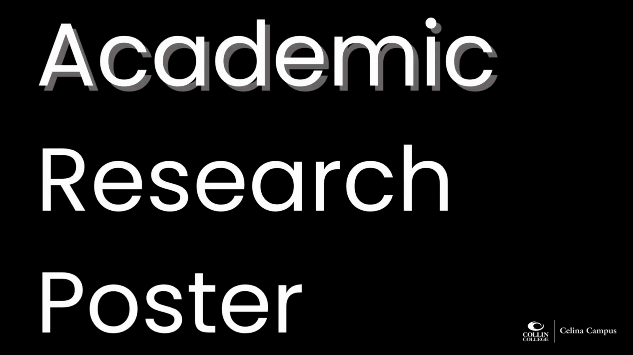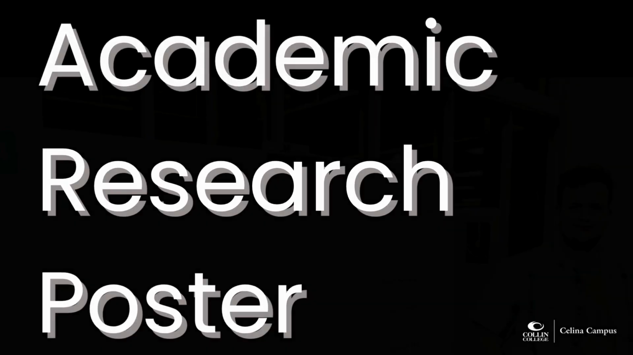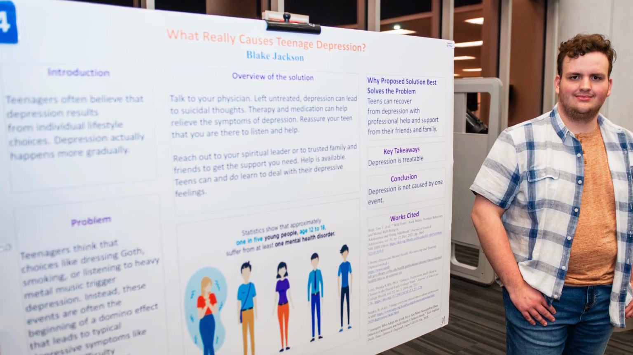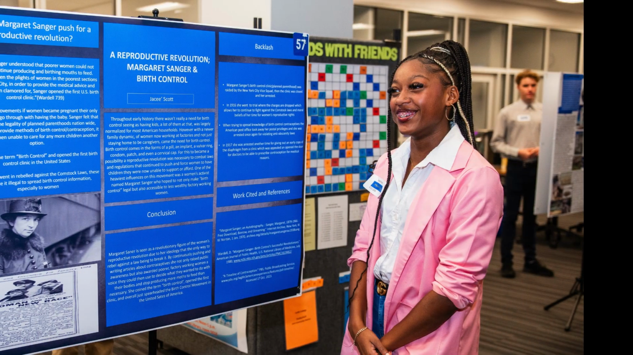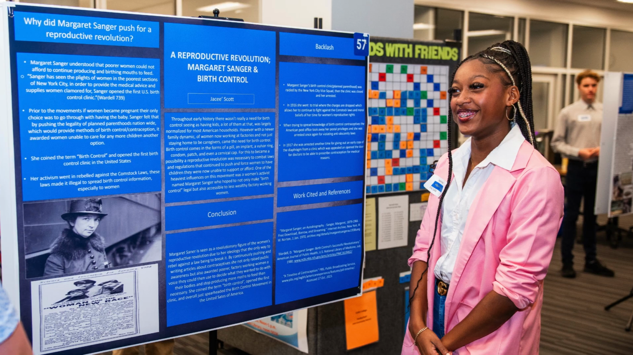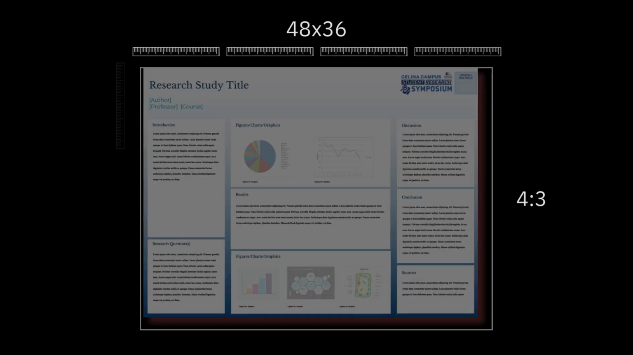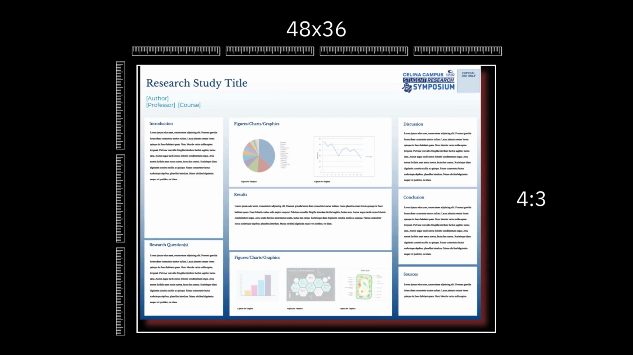Let's take a look at how to make an effective and visually appealing academic research poster. Your research poster will highlight the most important points from your paper. It won't include everything, but it should spark interest and encourage viewers to ask questions. Your poster size is 48 inches wide by 36 inches high.